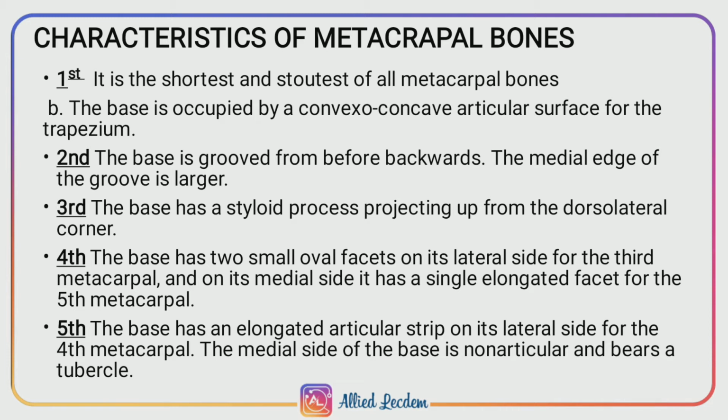The fourth one, the base has two small oval facets on its lateral side for the third metacarpal. On its medial side, it has a single elongated facet for the fifth metacarpal. The fifth metacarpal bone, the base has an elongated articular strip on its lateral side for the fourth metacarpal. The medial side of the base is non-articular and bears a tubercle.